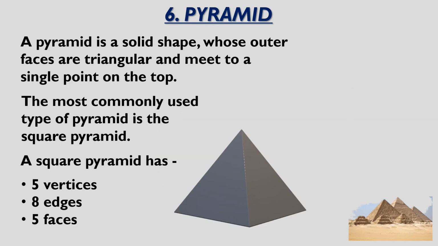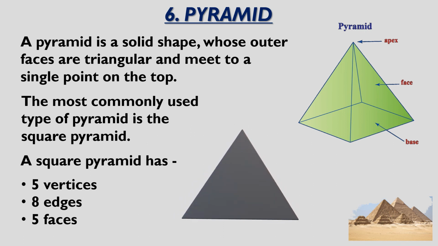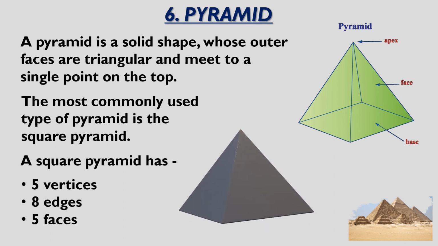Sixth is pyramid. A pyramid is a solid shape whose outer faces are triangular and meet at a single point on the top. The most commonly used type of pyramid is the square pyramid. A square pyramid has 5 vertices, 8 edges and 5 faces. So, this is all about the 3D shapes.